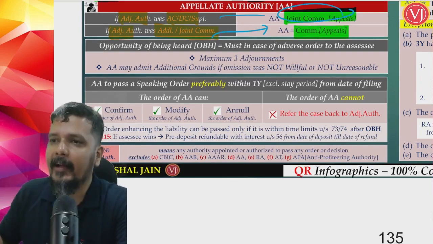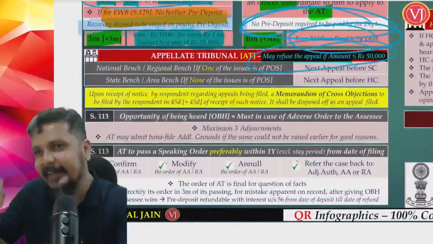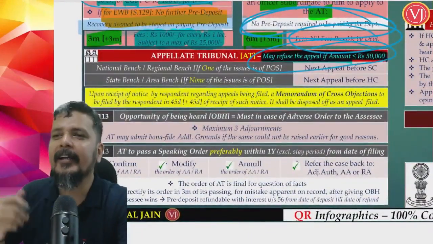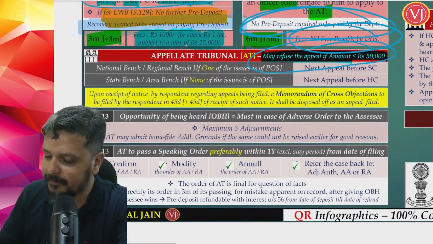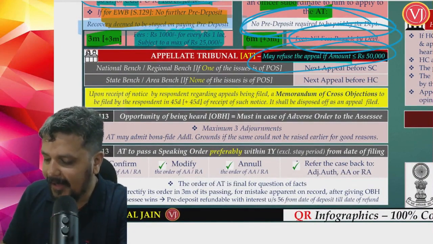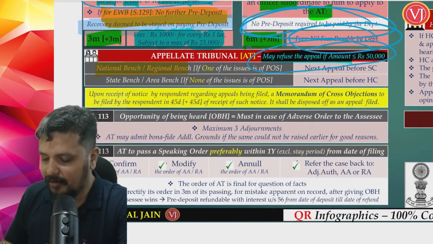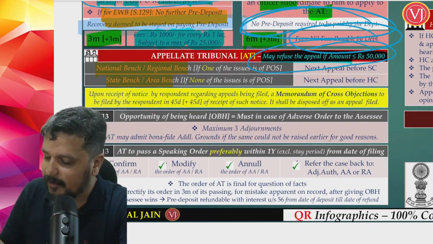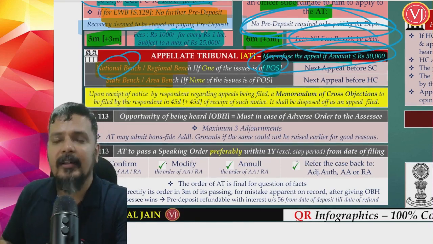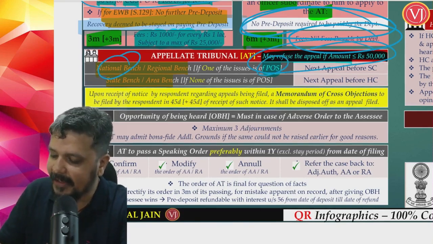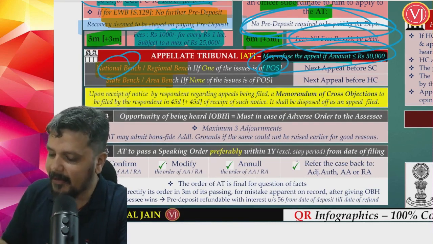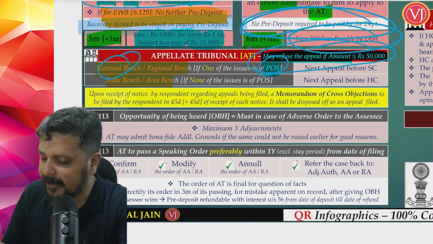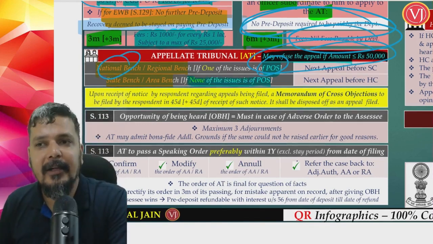In the same manner, in appellate tribunal, again there are two types, which you have already discussed when you saw the bird's eye view. What are the two types? National bench or regional bench, state bench or area bench. If the matter deals with place of supply, it will be decided only by national bench or regional bench. If none of the issues deals with place of supply, that matter will be heard by state bench or area bench.